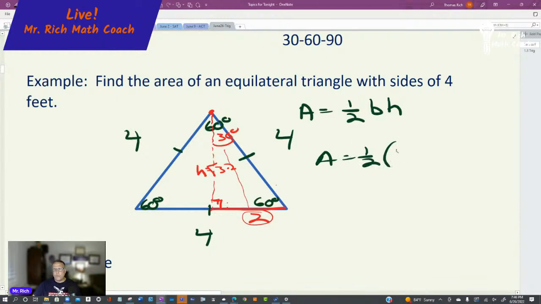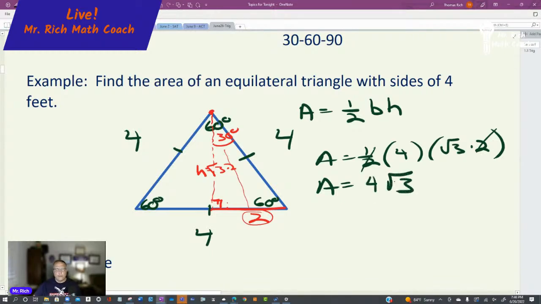So when I go back and calculate my area, I know that it's going to be 1/2. My base is 4. The height is going to be √3 times 2. And then I can calculate my area. This 1/2 is going to cancel out that 2, and I'm left with an area of 4 times the square root of 3. So I didn't really have to use any trigonometry to get that height, because I know the relationship of the sides of a 30-60-90 triangle, so it makes it much, much faster. All right, so that's one thing that you want to brush up on if you need to.